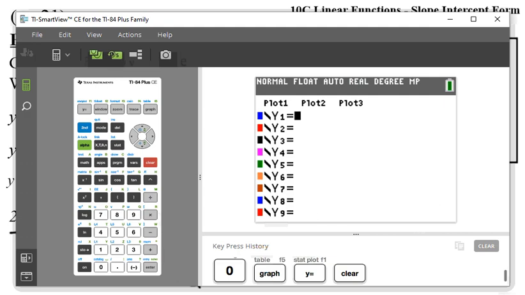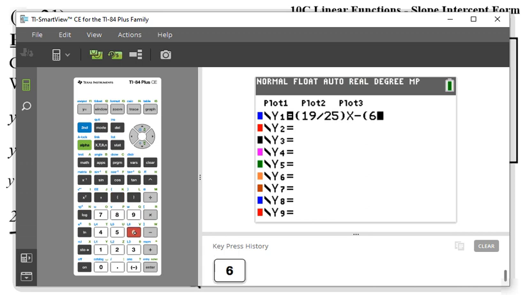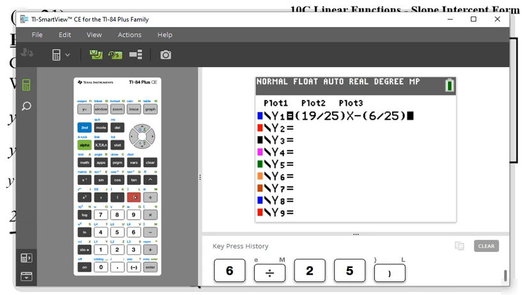So what do we want to put in? Y equals 19/25x. So bracket 19 divided by 25, there's my fraction, in brackets, x. And I then want to subtract 6 over 25. I still put 6 divided by 25 in brackets to identify the fraction, then subtract a fraction. Fractions always go in brackets.